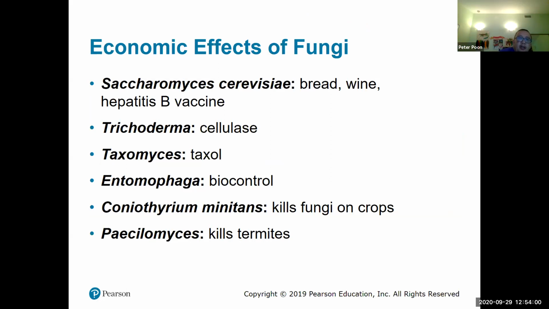All right. So the economic effects of fungi. So Saccharomyces cerevisiae is used to make bread, wine. It's one of the most genetically studied organisms in the world, and it's really useful. Trichoderma we use to make cellulase. Cellulase breaks down cellulose like plant material. So if you want to break up plant material, that's where we get the enzyme from.